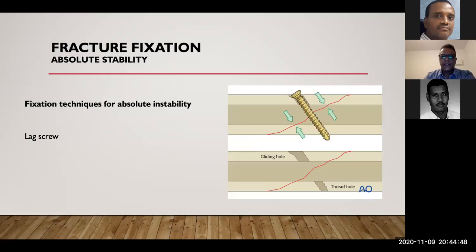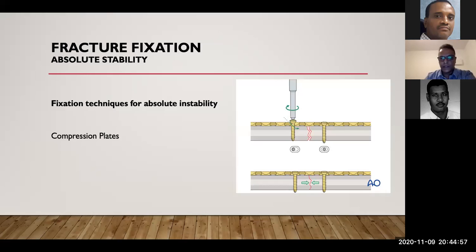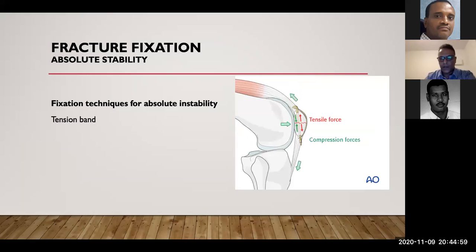And to achieve this, as we mentioned earlier, we can achieve it by lag screw technique, or compression plate, or tension band wiring. We will come to this later.